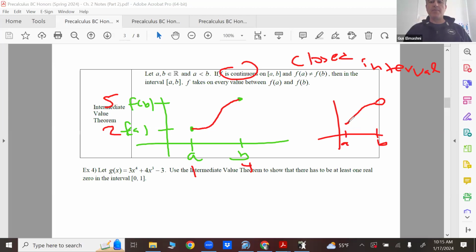No, it is inclusive of F of A and F of B. Oh, it's inclusive. Yes, 100%. Y is totally going to be in between F of A and F of B, inclusive.